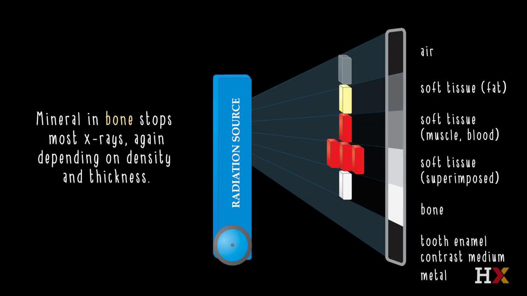Bone is the second densest structure in the body, and so bone will stop most of the X-ray beams. The appearance of bone on a radiograph is important for older people because in those with osteoporosis, the bones are less mineralized, and the image of the bone on the plate will be lighter gray rather than white or almost white, as in this image.